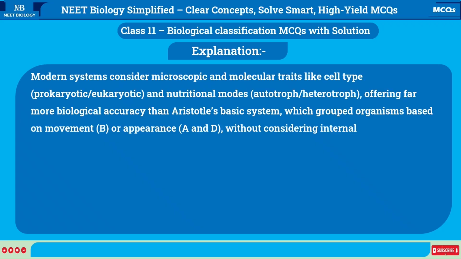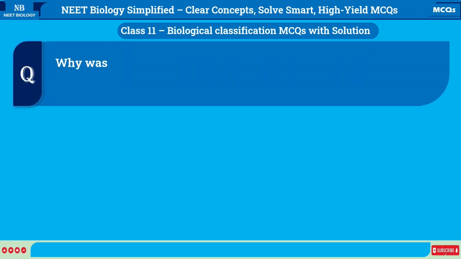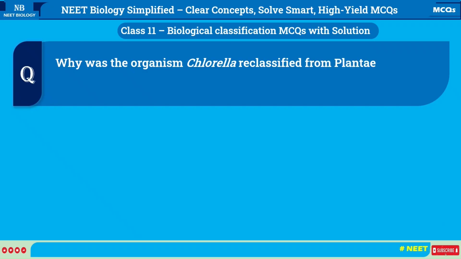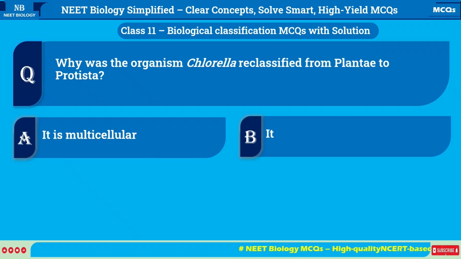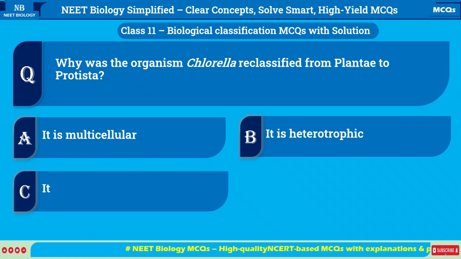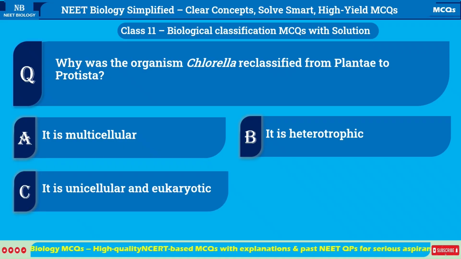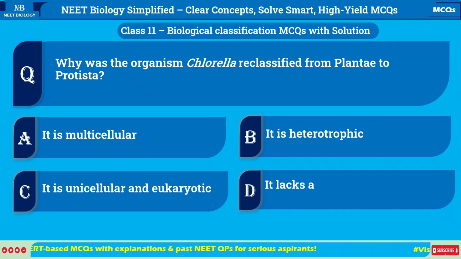considering internal biology. Why was the organism Chlorella reclassified from Plantae to Protista? A, it is multicellular. B, it is heterotrophic. C, it is unicellular and eukaryotic. D, it lacks a nucleus.